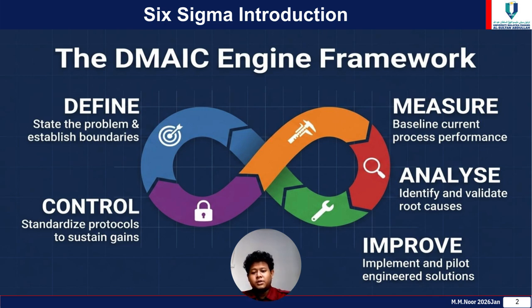Next is analyze, where we isolate data variables to identify and validate true root cause. Then improve, where we design, simulate, and pilot engineered solutions to close performance gaps. And lastly, control, where we standardize protocols to lock in our optimization and sustain long-term gain. Every phase is a prerequisite for the next. Skipping a step compromises the statistical integrity of the entire project.